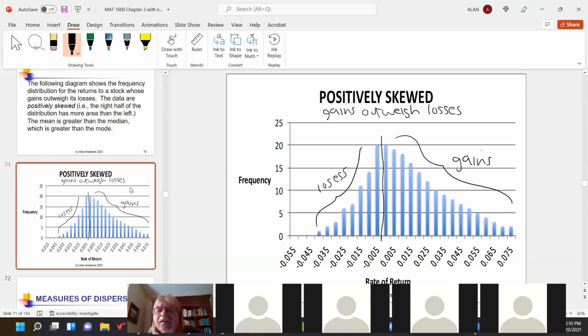But like I said, you may get cases where the data doesn't fall nicely into any of these categories. But if it does, it's useful information to have. So if this is your portfolio, it's good to know that on average the good times outweigh the bad times.